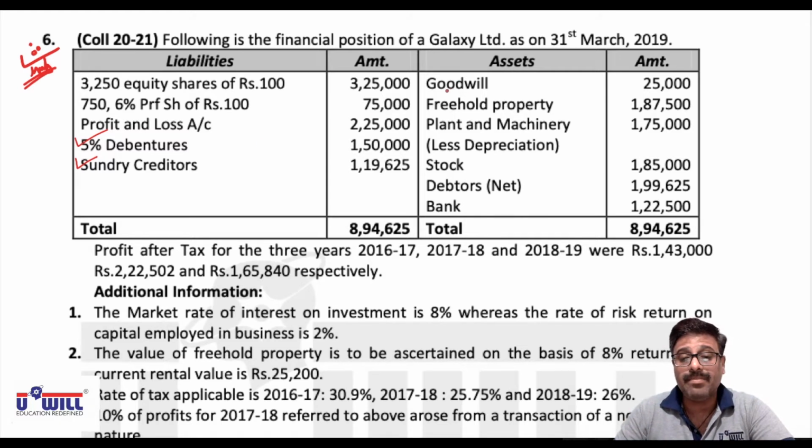Goodwill itself is not included in the calculation of goodwill. Freehold property is a trading asset. We have to include only trade assets. Plant and machinery is a trade asset. Less depreciation means 1,75,000 is after deducting depreciation. Stock is a trade asset. Debtors are trade assets. Bank is a trade asset. All this money is used and employed in business.